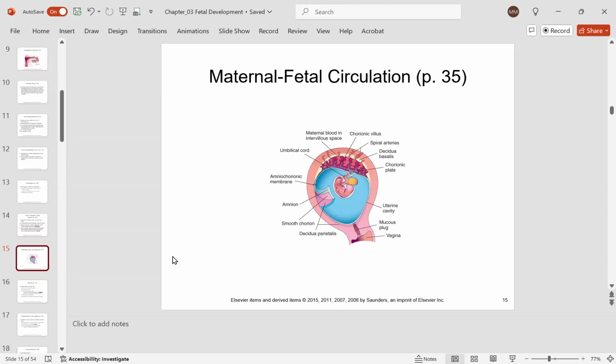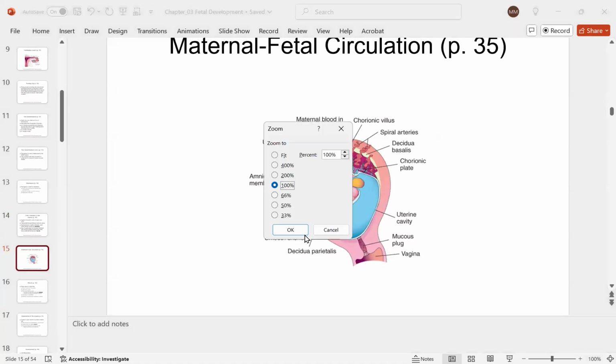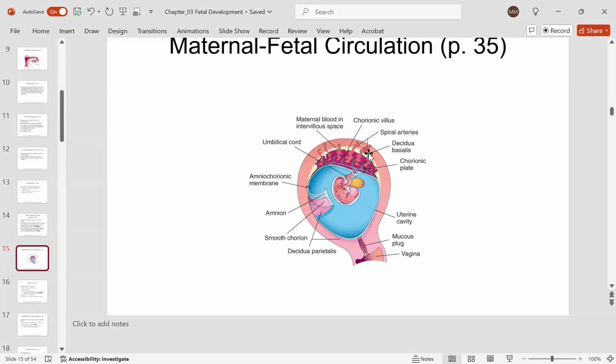Okay. Maternal fetal circulation. This one is important, and this makes it pretty easy. Okay, so let's go over this. This is the uterus. This is the uterus on drugs. No, I'm kidding. This is the mucus plug that closes up the cervical os, and this is the cervix, and this is the vagina. Okay.